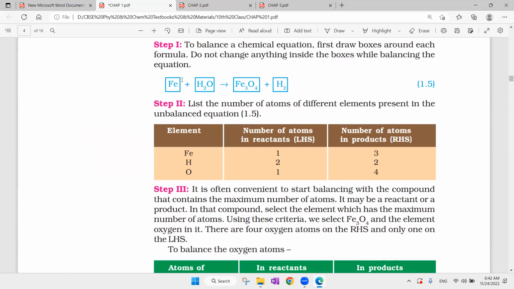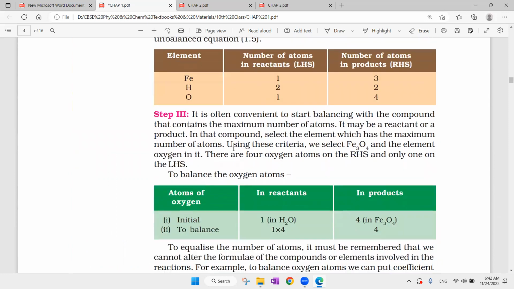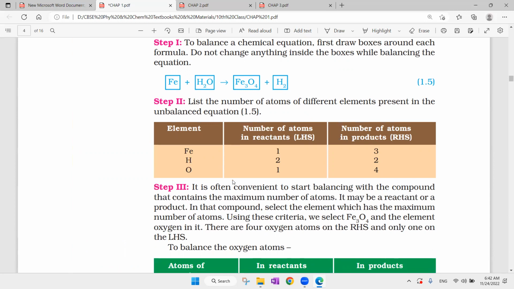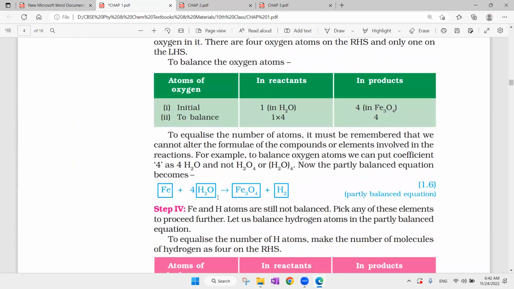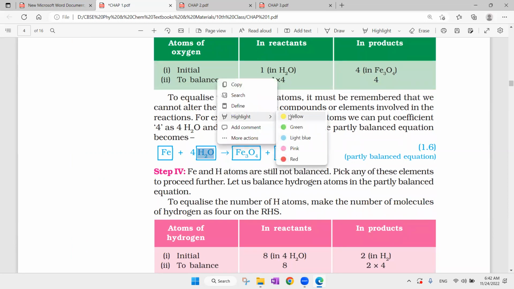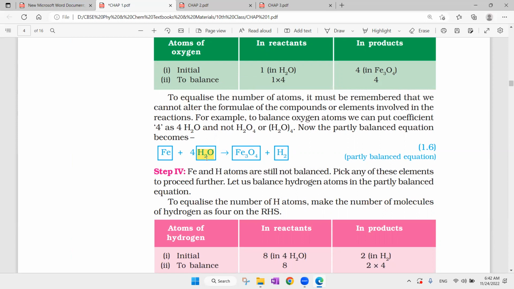If there is any equation, keep boxes and count the number of atoms, LHS and RHS. Assign numbers in front of boxes. And here only one thing is, inside the box, what are the numbers there? Like here, if you can observe, H2O is there. For H2O, you are not supposed to change this 2 because that is according to the crisscross method. That is valency.